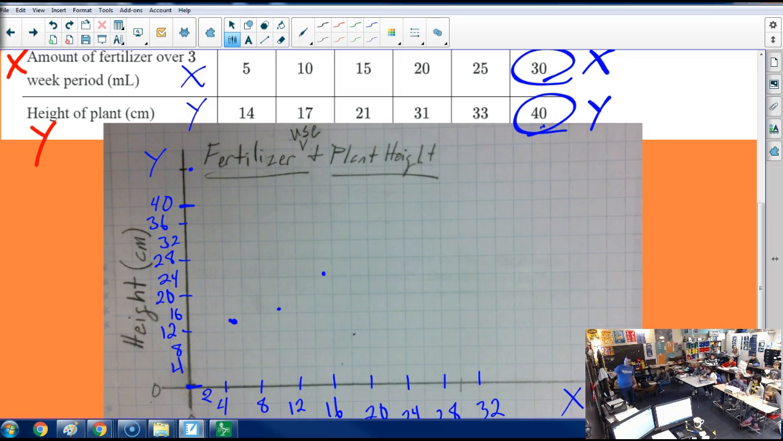The line of best fit does not connect all the points. It is the closest average line. That should actually be a tiny bit higher.